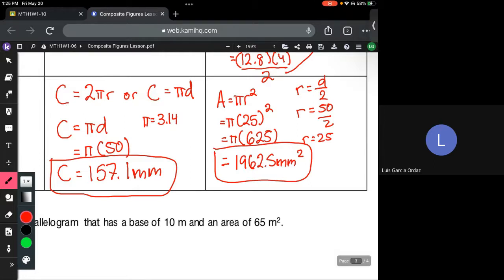Yeah, hold on. I'm trying to find pi on my calculator. It's like impossible right now. No, because it gives you a different answer. Yeah, but I'm off by 0.5. No, that's the answer. 1,962.5.